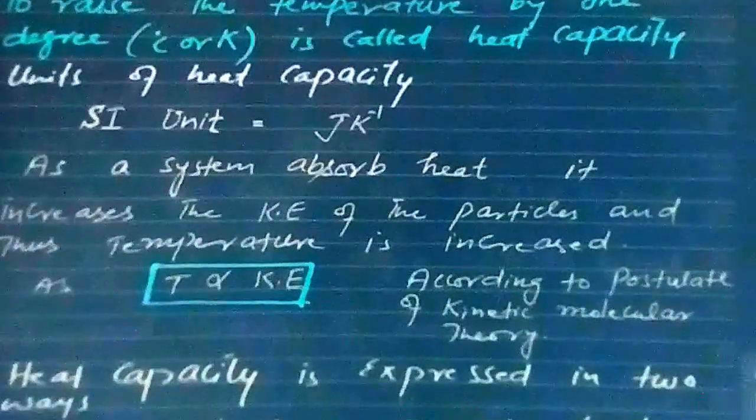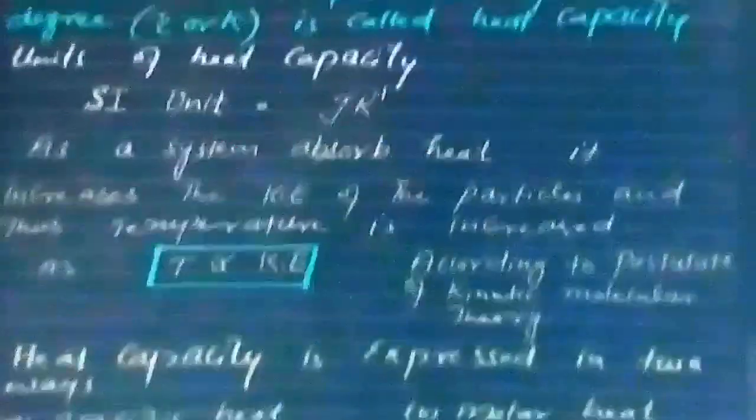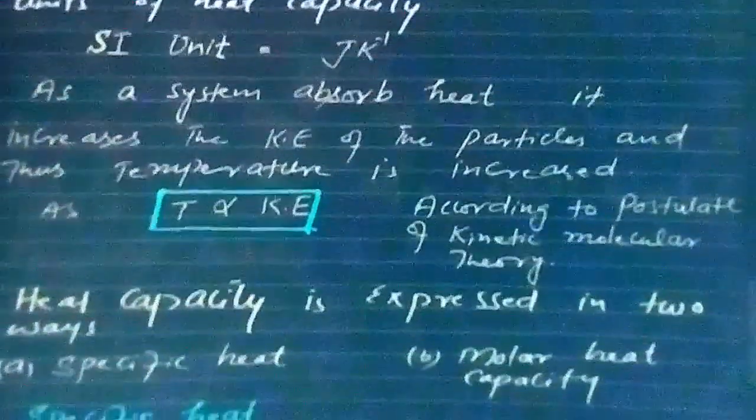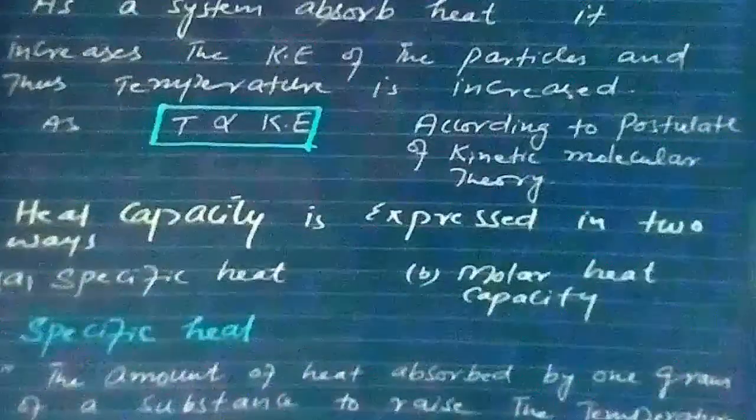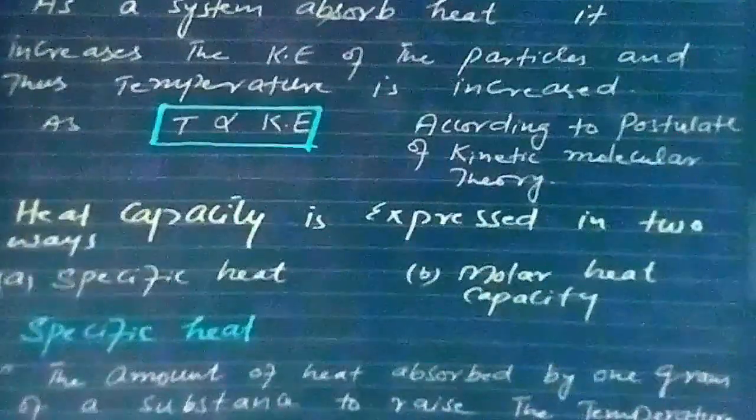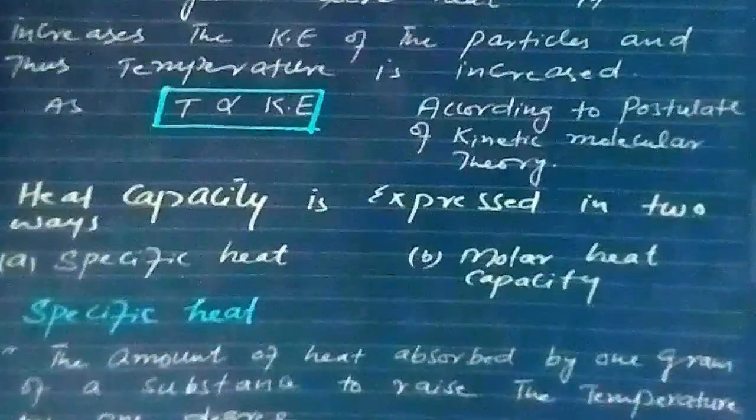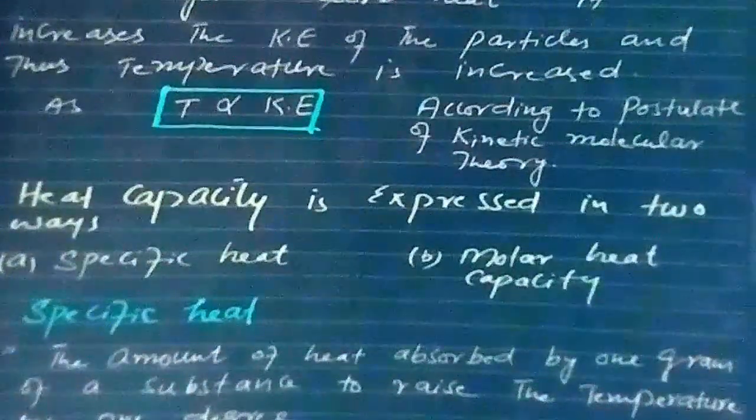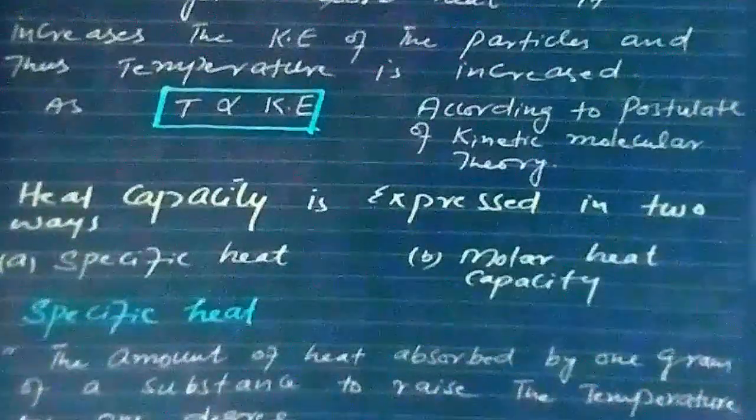As the system absorbs heat, it increases the kinetic energy of the particles, and thus the temperature is also increased. According to the postulate of kinetic molecular theory, temperature is directly proportional to kinetic energy. Now, heat capacity is expressed in two ways. It may be specific heat capacity or it may be molar heat capacity.